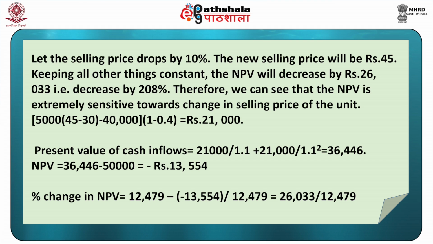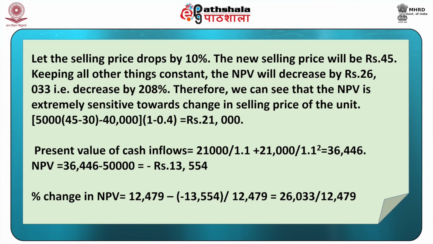Sensitivity analysis. Let the selling price drop by 10%. The new selling price will be rupees 45. Keeping all other things constant, the NPV will decrease by rupees 26,033, that is a decrease by 208%.